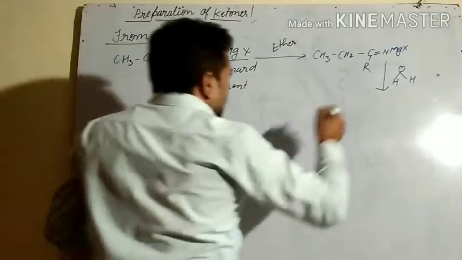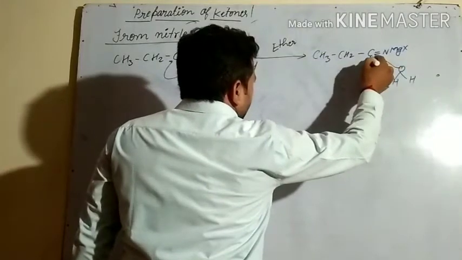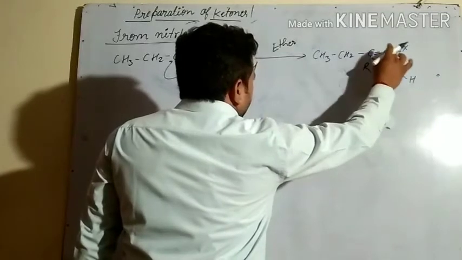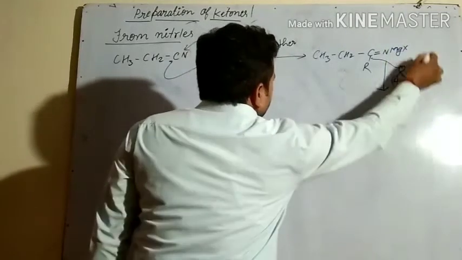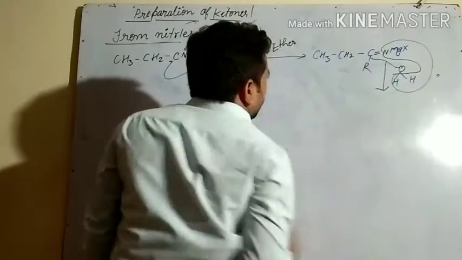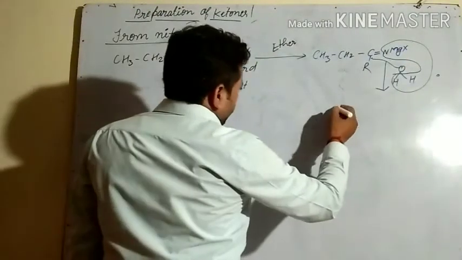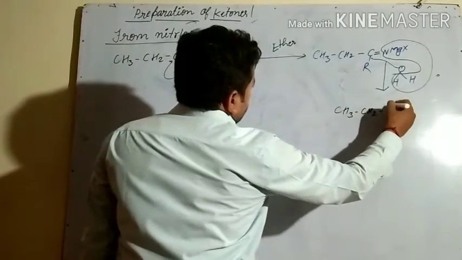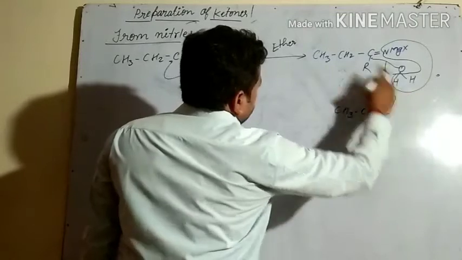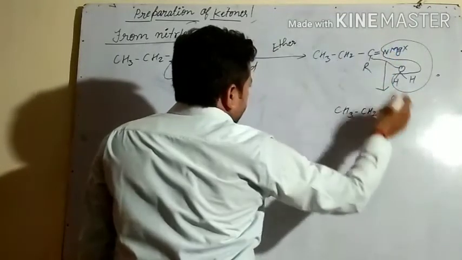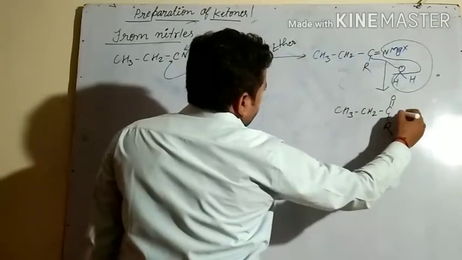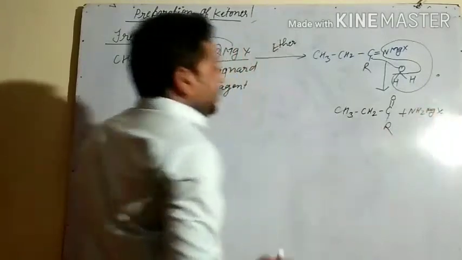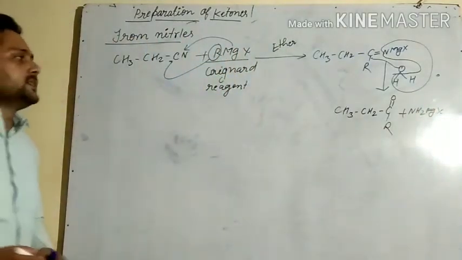So during hydrolysis, this oxygen goes to carbon, meaning this oxygen will be bonded to carbon by a double bond, and these two will be bonded to this one. Okay, so what will be the product? The product is CH3CH2COR, like this, plus NH2MgX. This is the general formula. This is the general way.